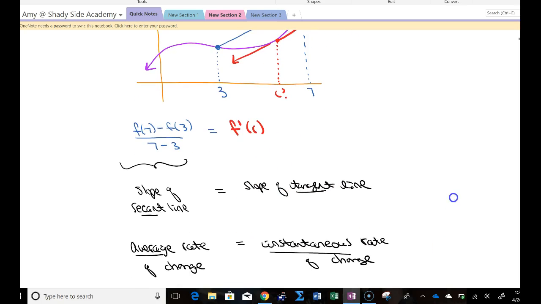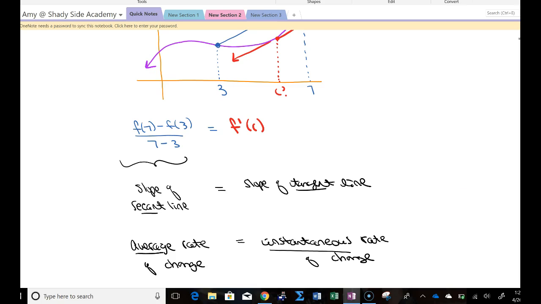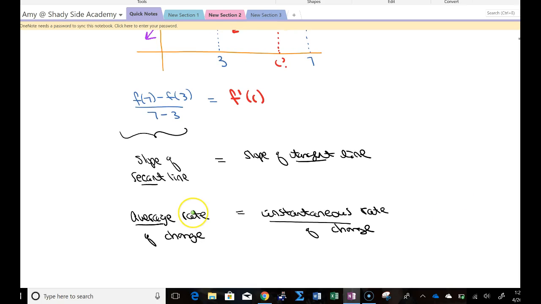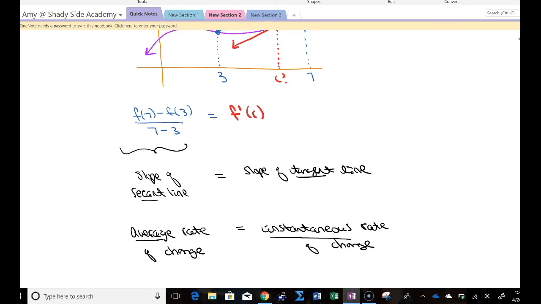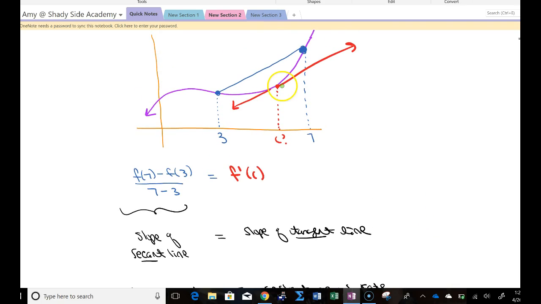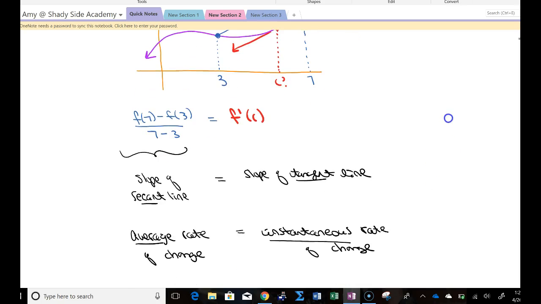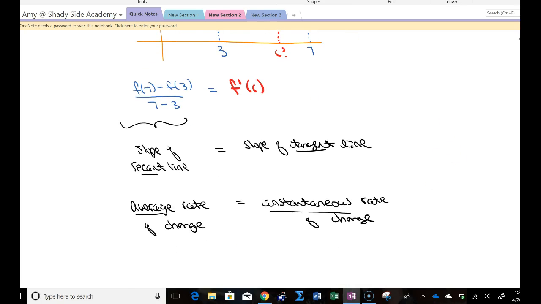In particular, the slope of a secant line describes the average rate of change, and the slope of the tangent line, as you know, describes an instantaneous rate of change. We're probably most comfortable with the fact that instantaneous rate of change is the rate of change of some function at that moment, that particular specific moment. What I want to talk about a bit more in this screencast is this notion of average rate of change.